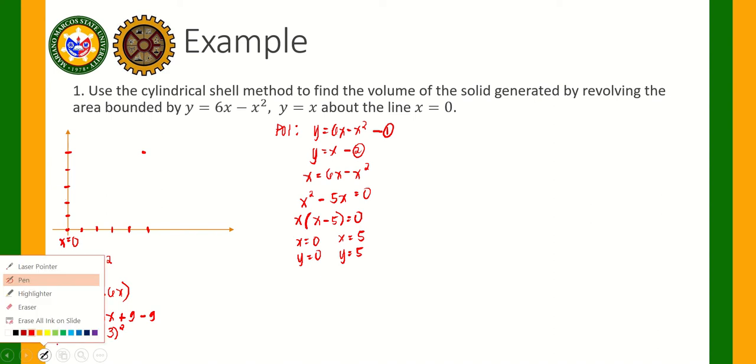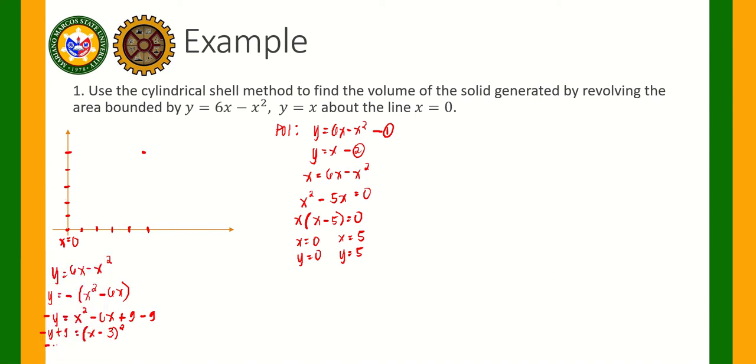So, that will be negative times y minus 9 equal to x minus 3 quantity squared. So, yung vertex natin dito sa part na to is si h, which is 3 and 9. And our parabola, since negative ito, opens downward. Okay? So, that is our graph number 1.